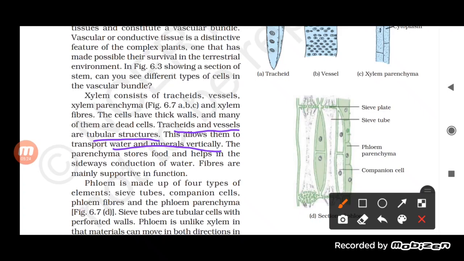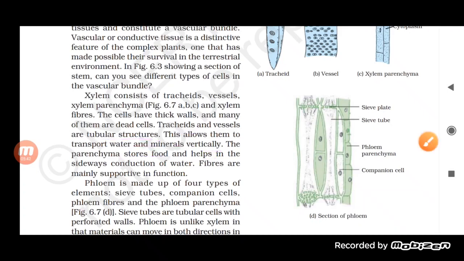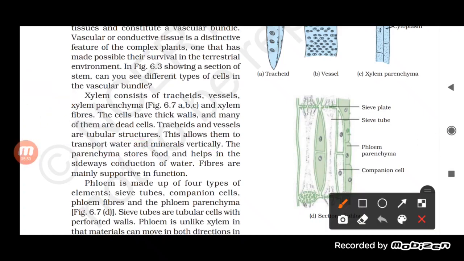Now the parenchyma is there. The parenchyma helps in storage of the food, and also helps in sideways conduction of water. Yes, the parenchyma is also there, student, and what is it? Basically, the parenchyma is there in order to store food, and it also helps in the sideways conduction of the water. So it helps in the conduction of the water.